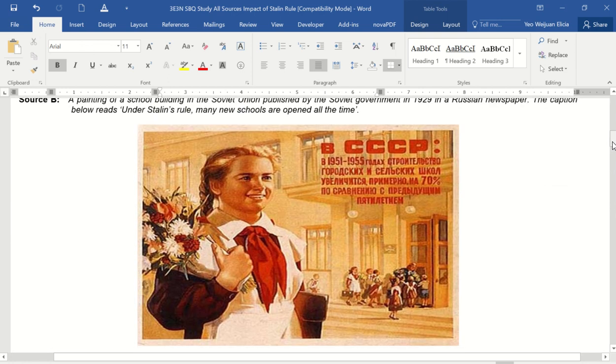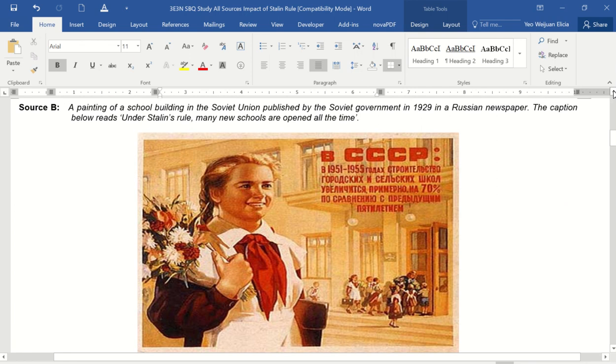Source B, the provenance. Remember, provenance is very important. By now you should know that. It is a painting of a school building in the Soviet Union published by the Soviet government in the Russian newspaper in 1929. So the caption below reads, under Stalin's rule, many new schools are opened all the time. Now tell me, Stalin's rule was a disaster. Does this source support or not support the statement? Okay, very good, not support. Why? Because?